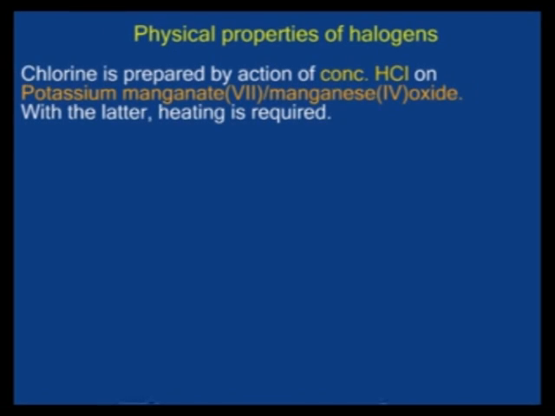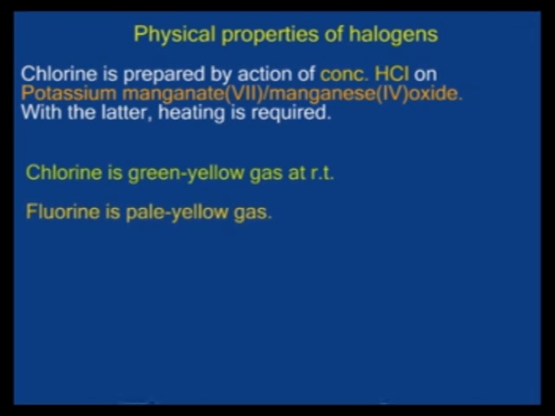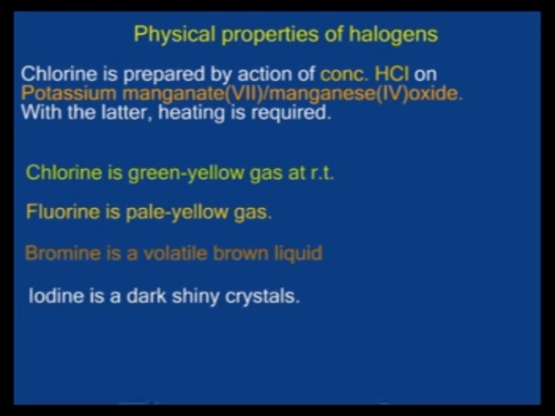Physical properties of halogens. Now, chlorine can be prepared by the action of concentrated hydrochloric acid on potassium manganate 7 or manganese 4 oxide. In the case of manganese 4 oxide, some heating is required. Now, physically, chlorine is a green-yellow gas at room temperature. Fluorine is a pale gas. Bromine is a volatile brown liquid, while iodine is a dark, shiny, solid crystal.